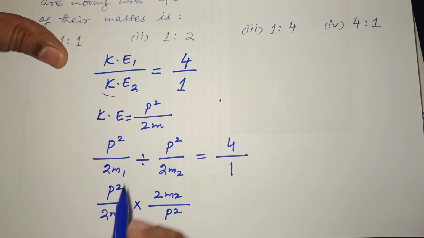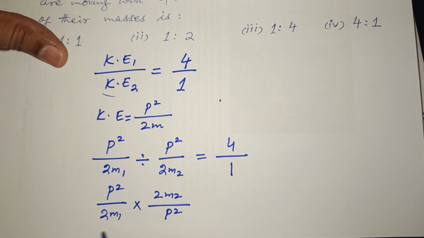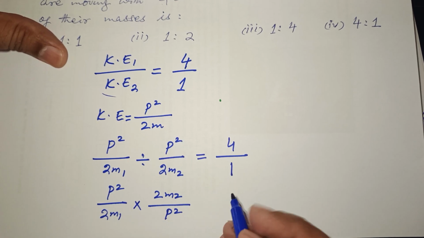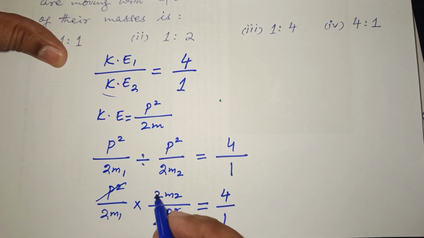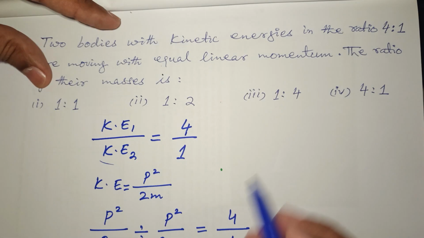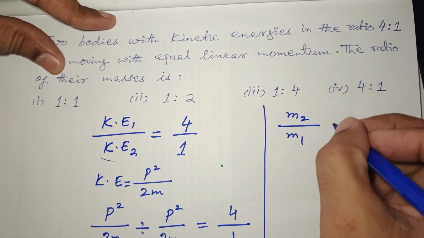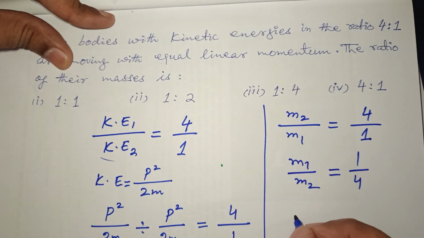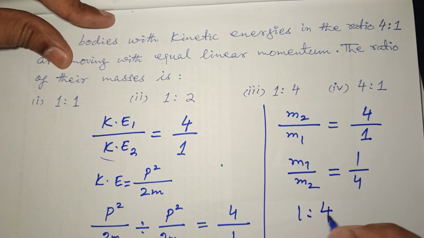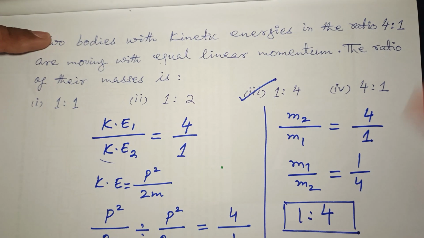When you move further, you will convert divide into multiply and you will get this result. This will remain the same, this side will be inverted, and you will get 4 over 1 over here. So P square cancels with P square, 2 cancels with 2. We will be left with m2 over m1 equals 4:1, or when you invert it, the required ratio is 1:4, this one. Now move to the next one.